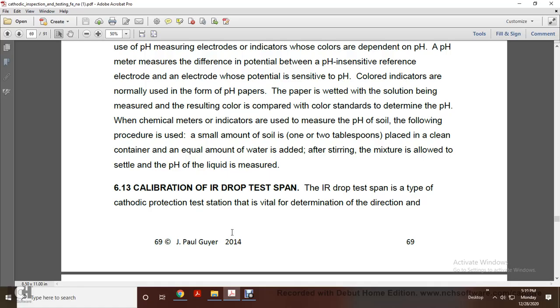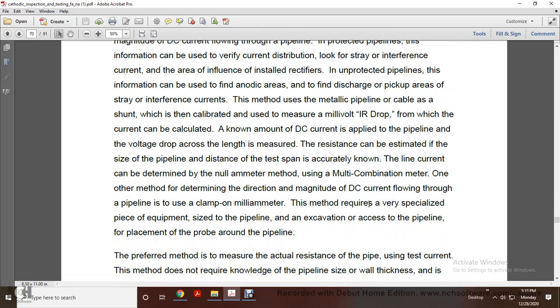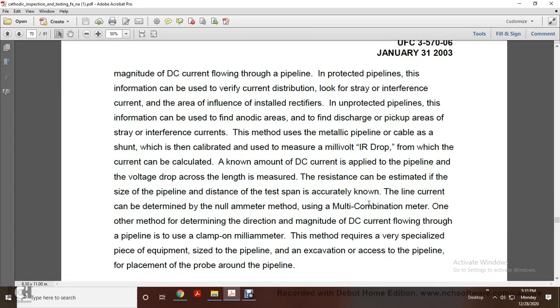6.13 Calibration of the ampere IR drop test span. Ampere IR drop test span. Tap into the cathodic protection test station valve to determine the direction and magnitude of the DC current flow through the pipeline. Pipeline current information can be used with the various current distribution. Look for stray currents interfering with the currents or areas of influence.